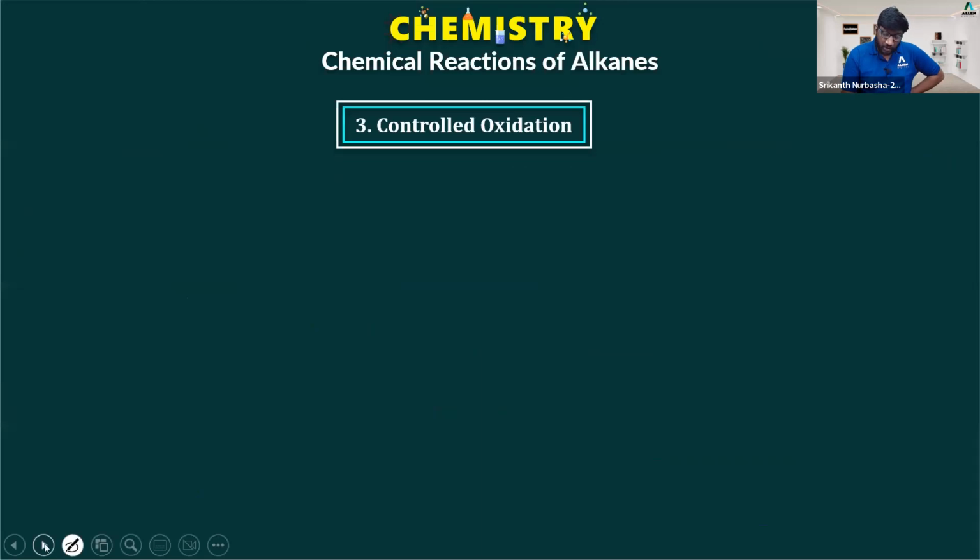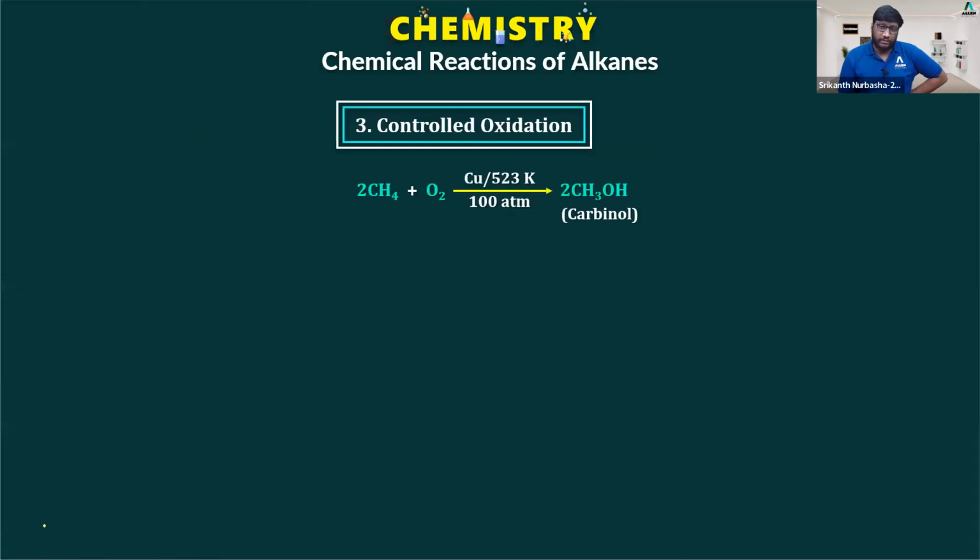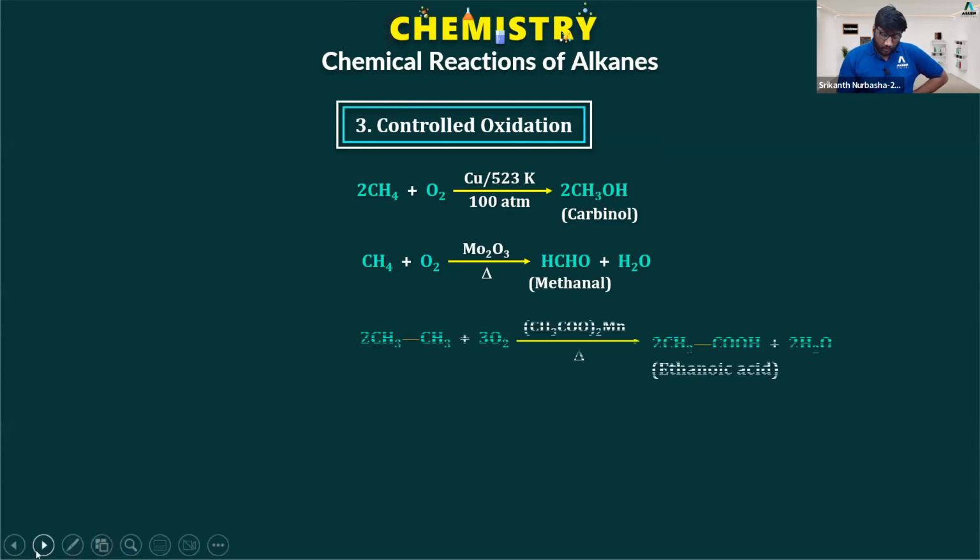Yeah, this is what I'm talking about. Controlled oxidation or controlled combustion, you can take. In the controlled oxidation, you will be having methane converting into methanol in the presence of copper at high temperature and pressure. With molybdenum oxide, formaldehyde is obtained. Al means aldehyde, ol means alcohol. In the presence of molybdenum oxide, you will get methanol or formaldehyde. In the presence of manganese acetate, you get ethanoic acid.